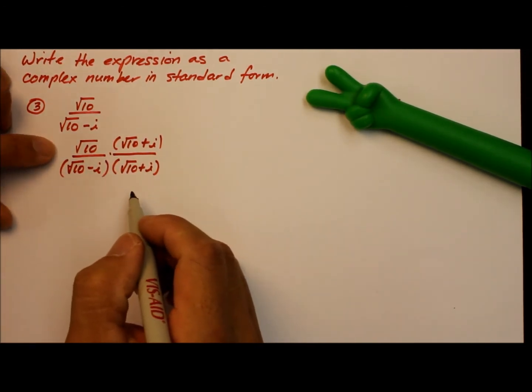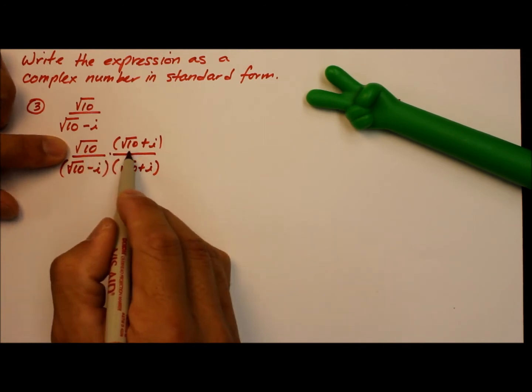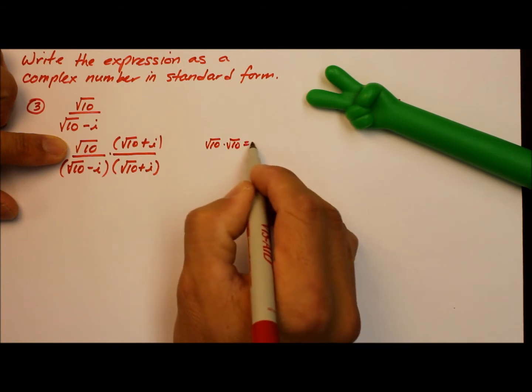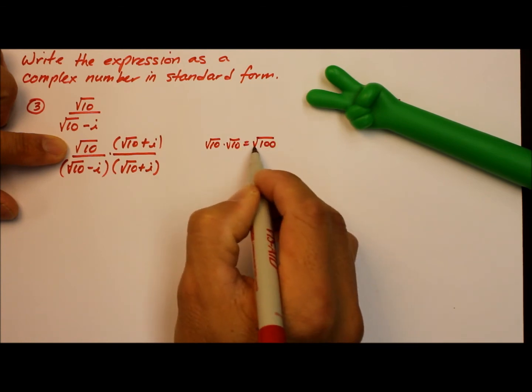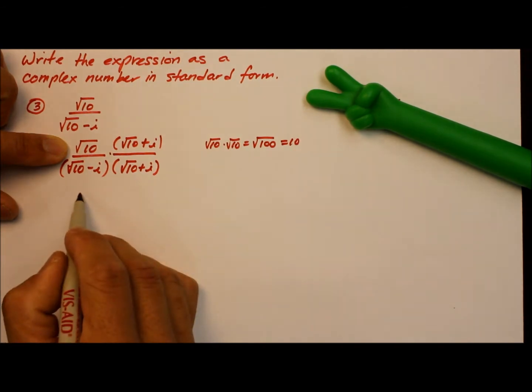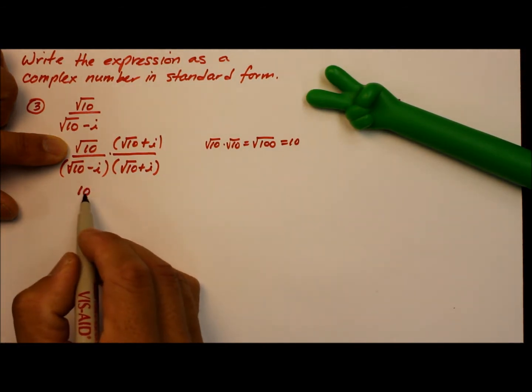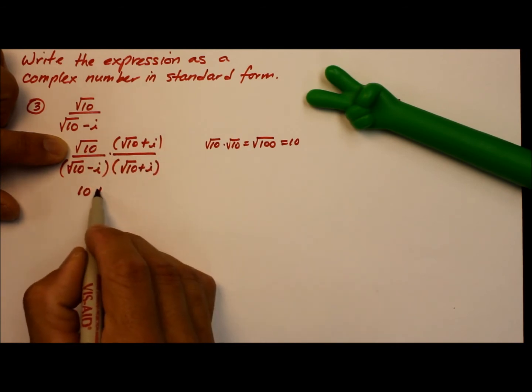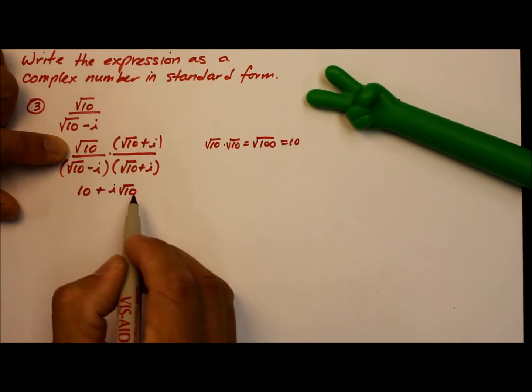So here we go. Square root of 10 times square root of 10 is simply square root of 100, which comes out as a 10. So that's going to be a 10. And then square root of 10 times i, well, that's i square root of 10.